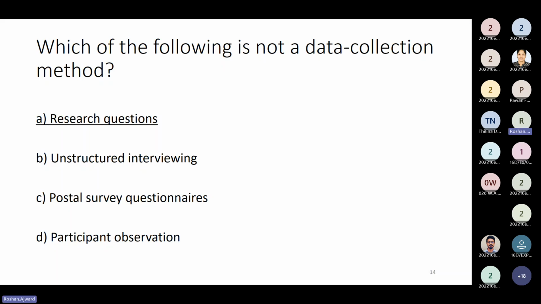Answer is A. Why? Unstructured interviews are a data collection method. Postal survey questionnaires are another method of collecting data. Participant observation, where you look at the participants, also collects data. But research questions is not a data collection method.